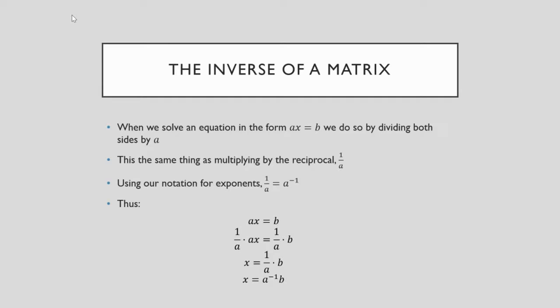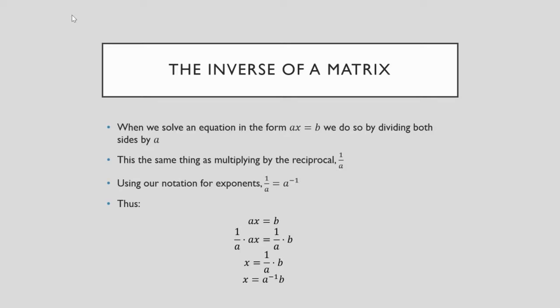And so we have 1 over a. If you have something like a variable in the denominator, you can rewrite it with a negative exponent. So that's the same as a to the negative 1. I basically walked through that process here. If you have ax equals b, dividing both sides by a or multiplying by the reciprocal would then cancel out the a's. And then you can rewrite it as x equals a to the negative 1 times b.